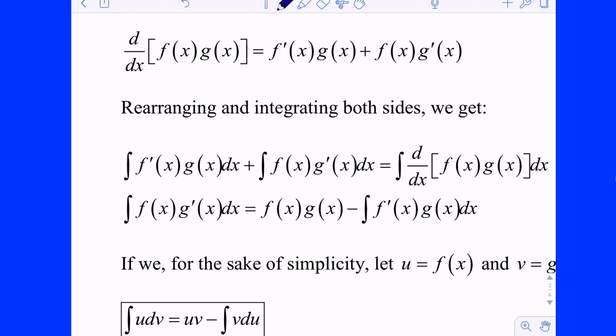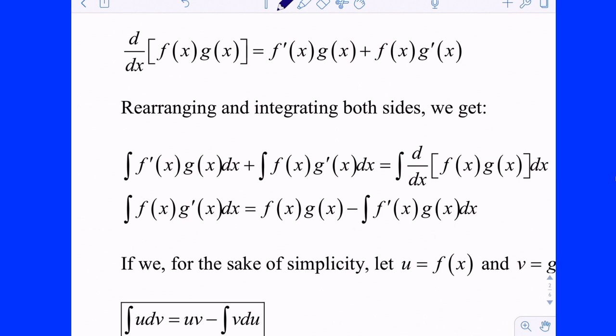Inverses of each other. So they kind of undo each other. So this becomes just f times g. Now, if I subtract from the left side the integral of f prime g, which is that first term, I bring it over here, and I'm left with the integral of f g prime equaling f times g minus the integral of f prime g.